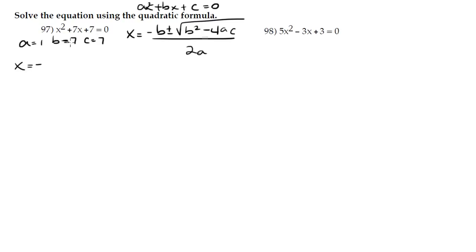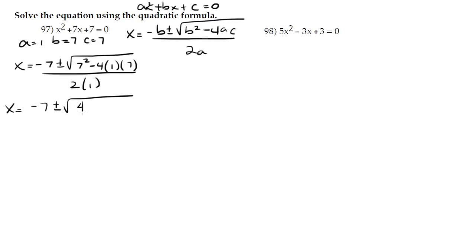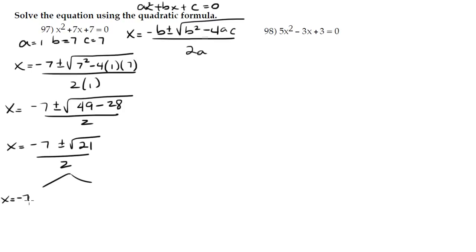So x equals negative 7 plus or minus the square root of 7 squared, b squared, minus 4 times a times c, all over 2 times a. So x equals negative 7 plus or minus the square root of 49 minus 28 over 2. X equals negative 7 plus or minus the square root of 21 over 2. I'll show these as the two solutions. X equals negative 7 plus the square root of 21 over 2, and x equals negative 7 minus the square root of 21 over 2. Those are our two solutions there.